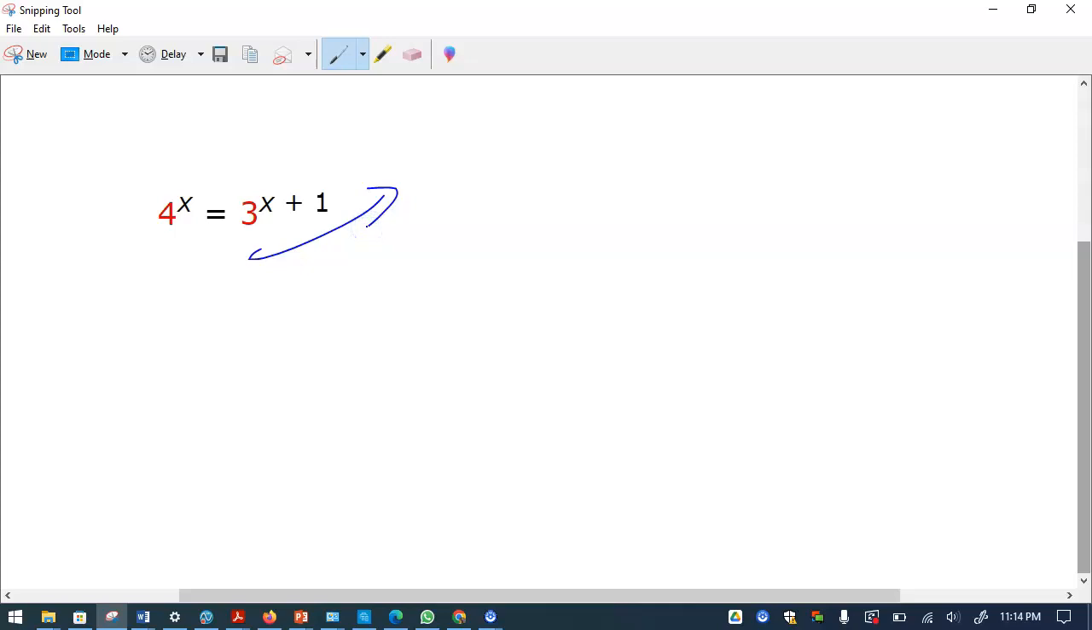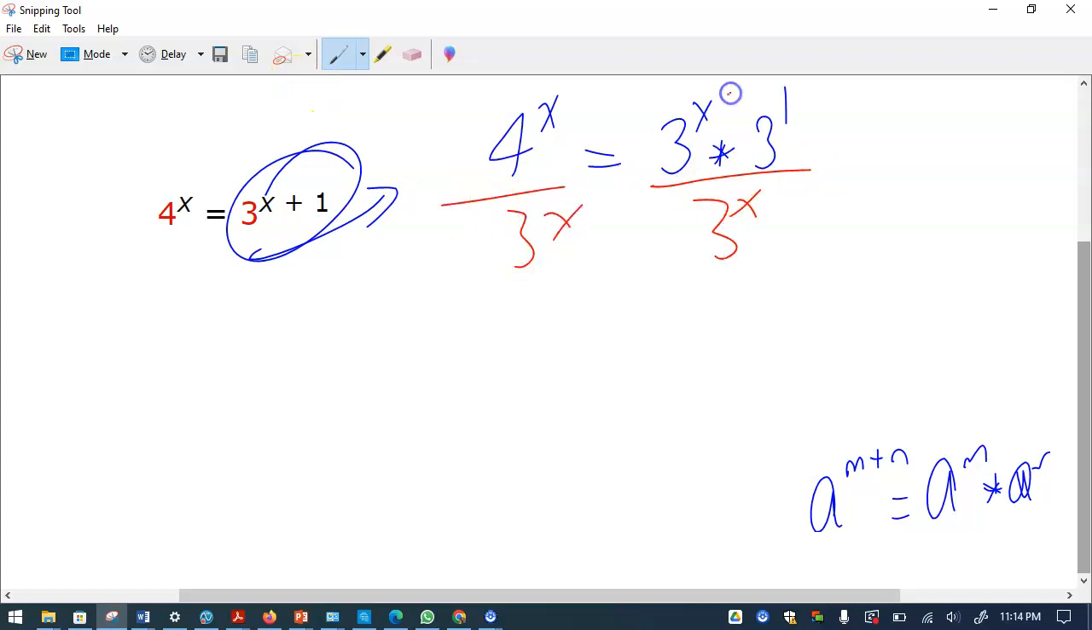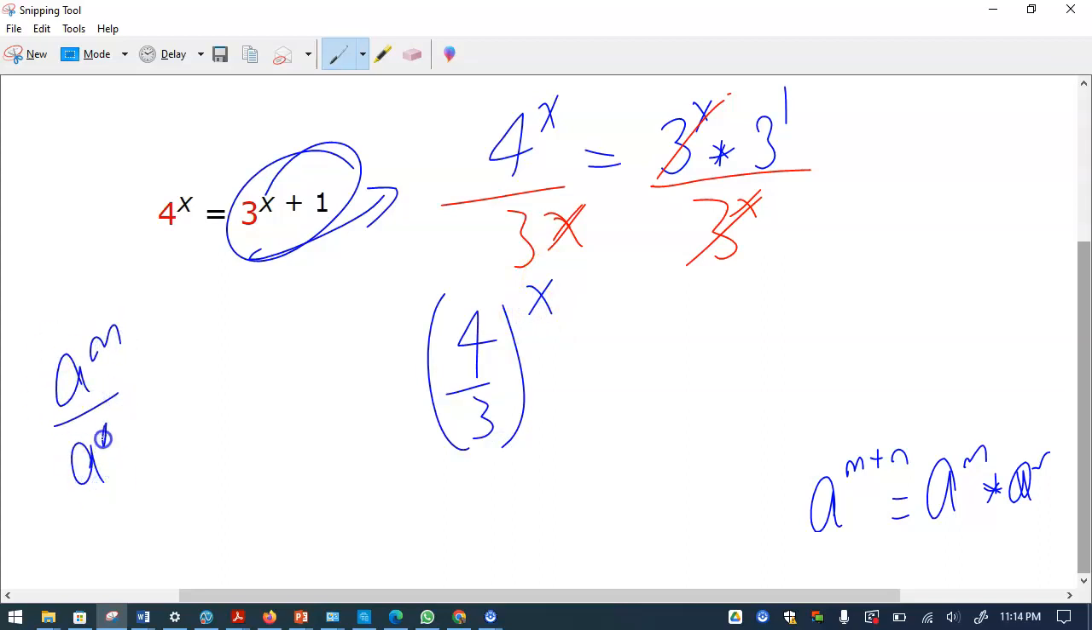I'm using the same problem, but I'm going to use this one as 4 raised to x. This we can write as 3 raised to x times 3 raised to 1, right? That's because a raised to m plus n is a raised to m times a raised to n. Now, why did I do this? Because on both sides, you can divide by 3 raised to x, so that I get everything in x, because you can see the exponents would be the same. They have the same exponent. You can write 4 by 3 only once, the base. So the quotient of powers.